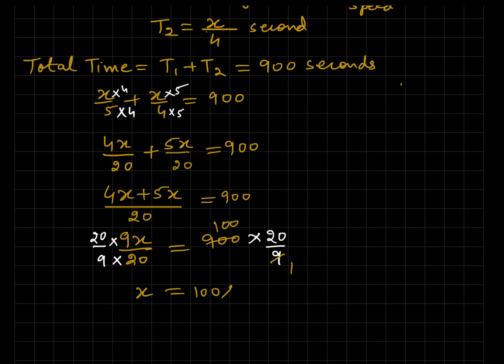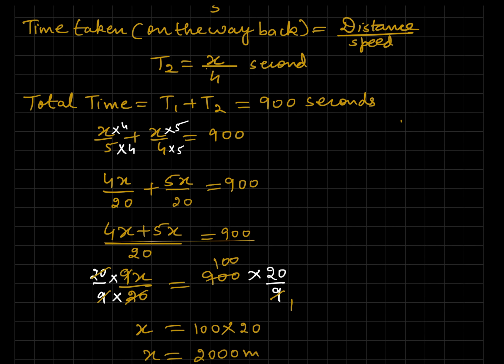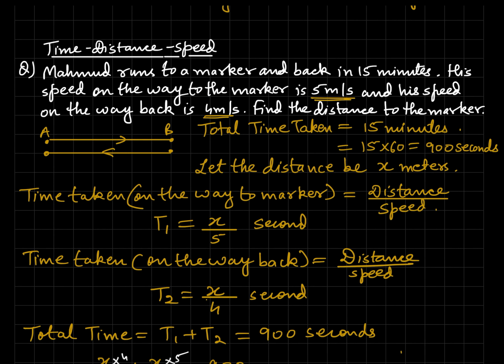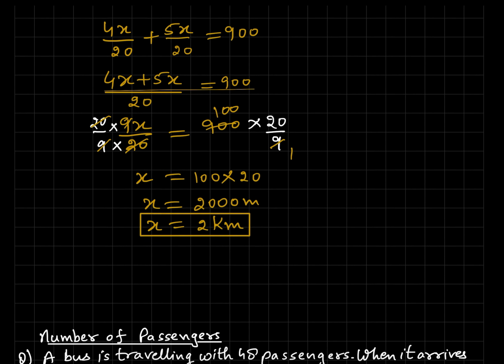So I will be writing x is equal to, and then here 9 ones and 9 hundreds, so it is 100 times 20 left here. Here this all would get cancelled out, and I can say x is nothing but 20 times 100, which is 2000 meters, or you can say the distance x is 2 kilometers. You can write the distance in kilometers or meters, both. What they are asking is to find the distance, so this is the distance to the marker, 2 kilometers.